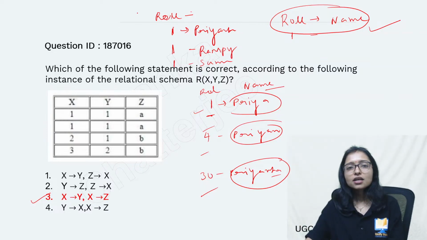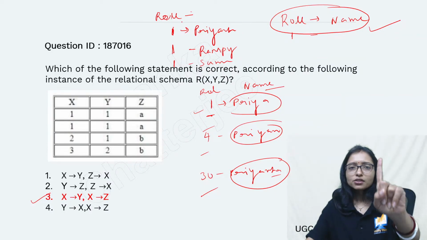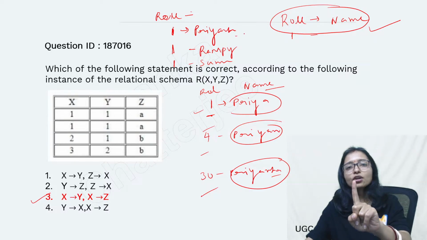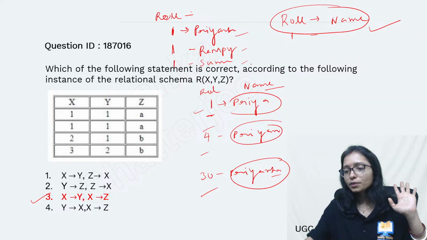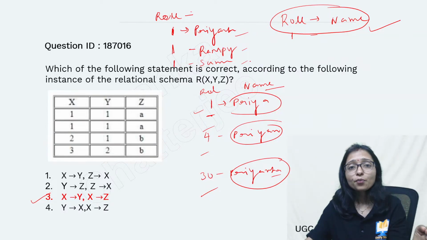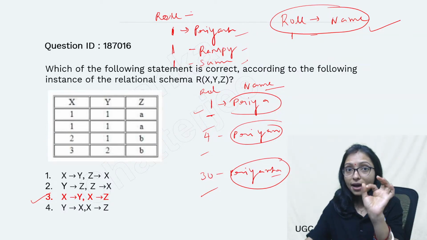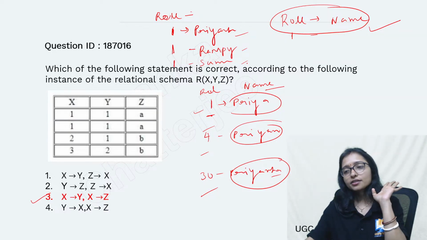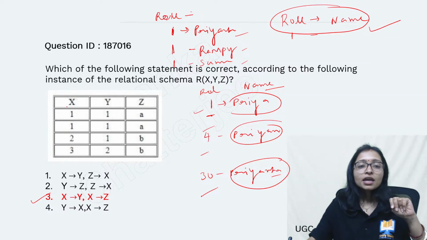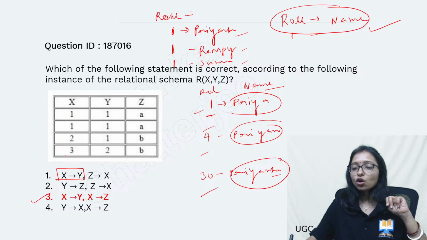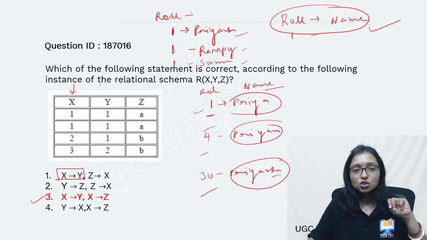In one class, roll number 1 can be one student only. Roll number 1 cannot be Priyanka. Roll number 1 cannot be Rumpy. Roll number 1 cannot be Susuma. It is never possible. That is the main point of functional dependency. You can see that whenever I am telling X implies Y, is it holding or not? You check these two columns.